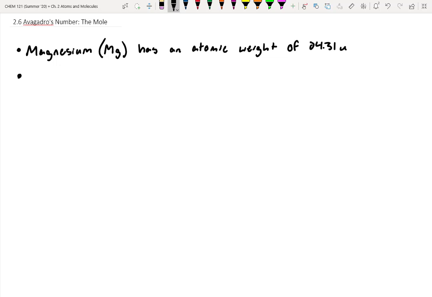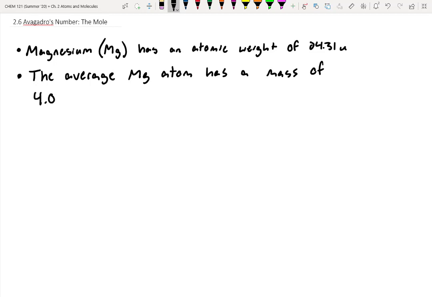All right. I also told you that we have these really fancy instruments known as mass spectrometers that can find the exact mass for an individual atom even, which is kind of cool. So in this case, we can find the average mass. The average magnesium atom has a mass of 4.037 times 10 to the negative 23rd grams. Sorry, that's not the greatest 3, but you get the idea. It's a really, really tiny mass.